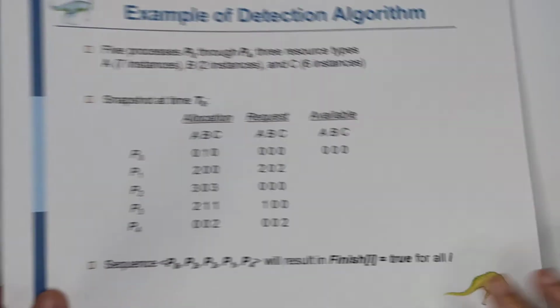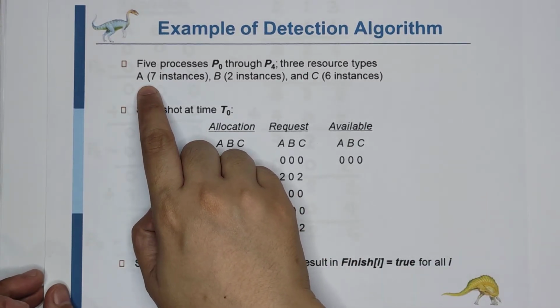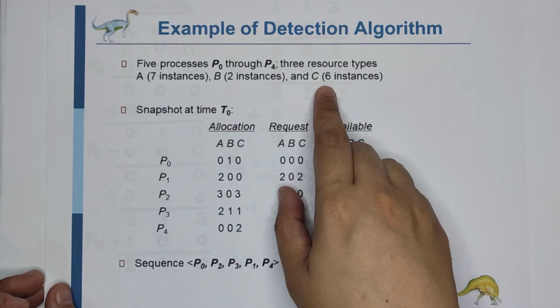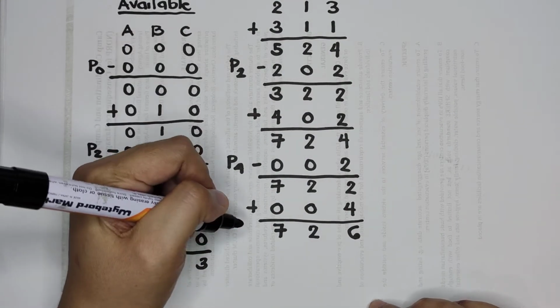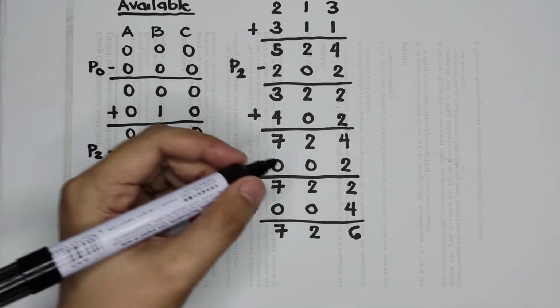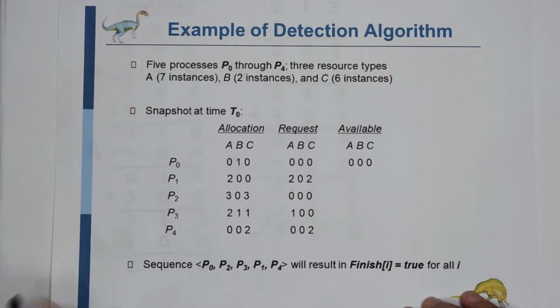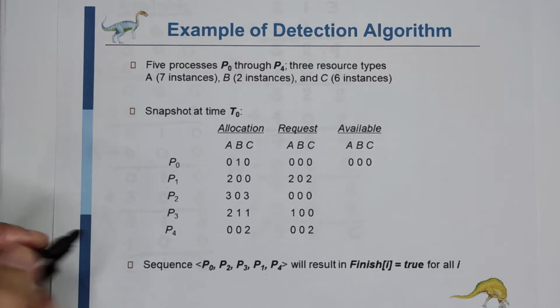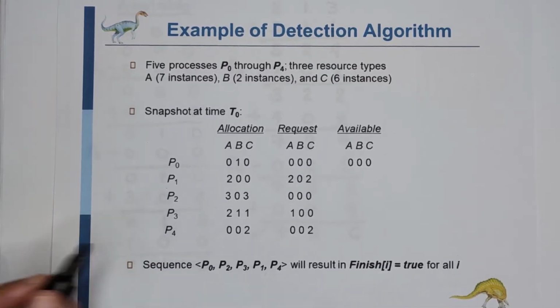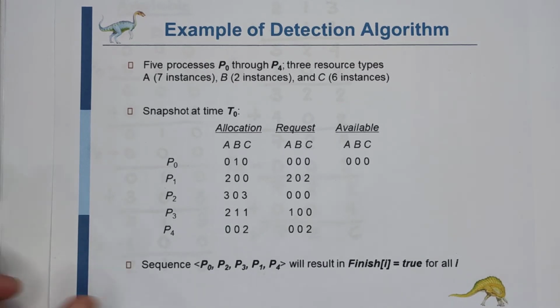Okay, let's check. Since it is indicated here that the total number of instances for resource A is 7, B is 2, and C is equal to 6. So let's check 726. So 726 means that the sequence of this process will not have the system in a deadlock state. So in this statement, the sequence P sub 0, P sub 2, 3, 1, and 4 will result in finish equal to true for all i. So all the processes have finished their execution.